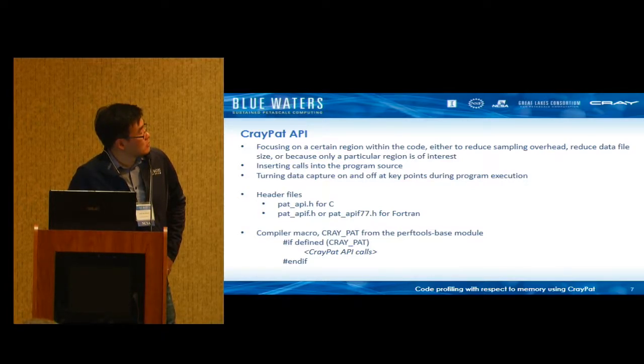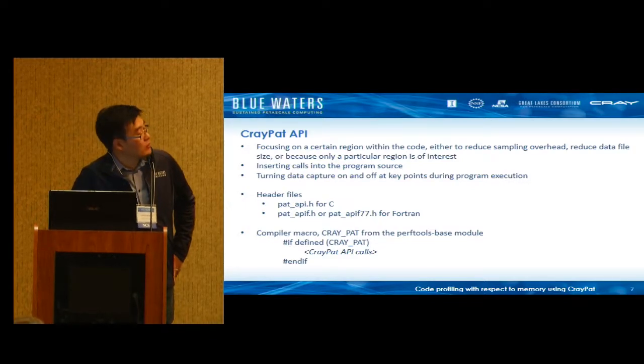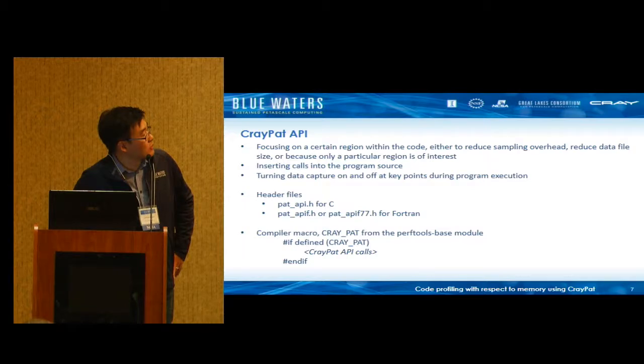First of all, you need to add the header file for C or Fortran, depending on your primary language. And you may use a compiler macro, __CRAYPAT. Sometimes you use a Cray machine, but sometimes you don't, and in that case you don't want to update your source code. If you use the Cray compiler macro, you can easily activate or deactivate the calls when you build your program, even after including your CrayPat API calls.